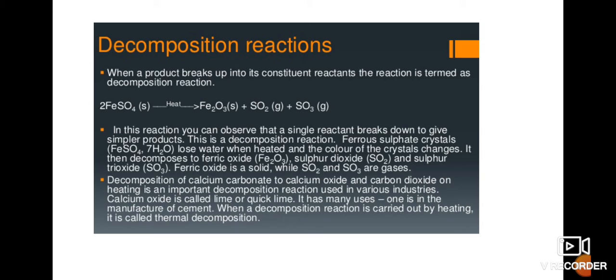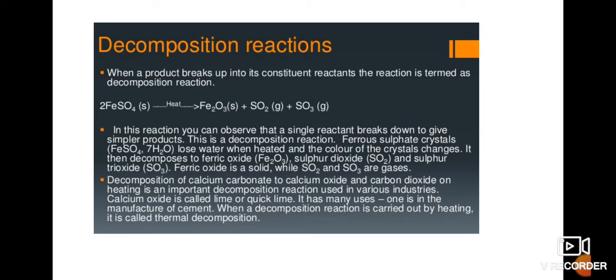A very simple example is a single reactant, ferrous sulfate crystal, that is FeSO4.7H2O. When it is heated, it will initially lose the water molecules and very slowly it will change into ferric oxide, sulfur dioxide, and sulfur trioxide. Remember, SO2 and SO3 are pungent smelling gases. FeSO4 is a green colored crystal that is going to change into a reddish brown ferric oxide.